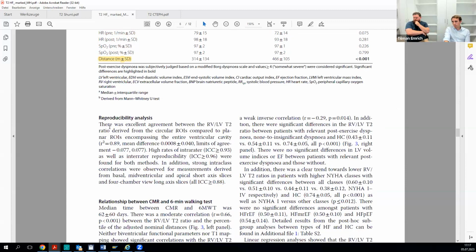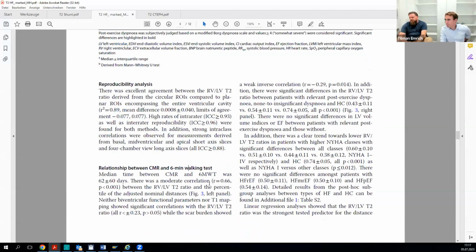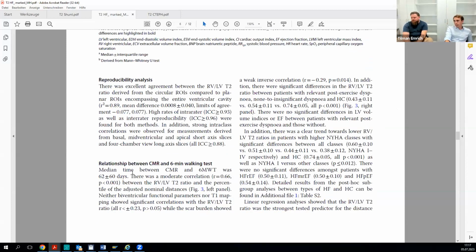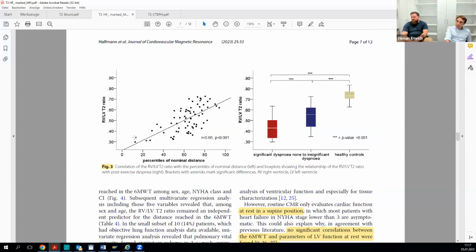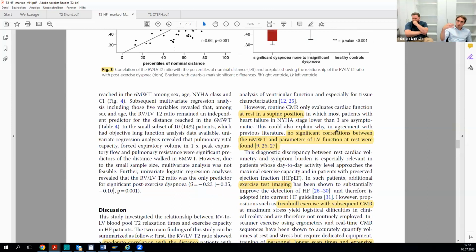So this is something we've already talked about. We did reproducibility analysis for the 4-chamber and short axis views. That was quite good, so we chose the 4-chamber view. And then now this is what we think is the core message. We can correlate the ratio with percentiles of nominal distance, and there are significant differences between patients with dyspnea, without dyspnea, and healthy controls actually. So basically, we're able to predict.